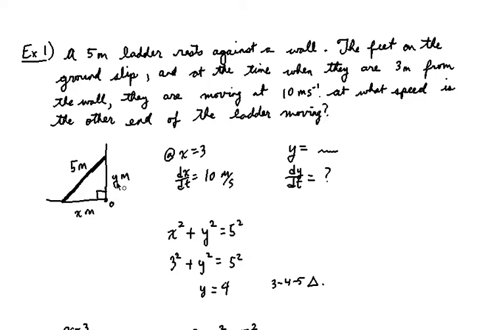In this case, I have two variables. I have a height and a horizontal distance, the distance away from the wall that the feet are. And then I also have a fixed length of the ladder, which is 5 meters. So the question says, what is the speed of the other end of the ladder, which would be this. So really what they're asking for is, how fast is y changing with respect to time?